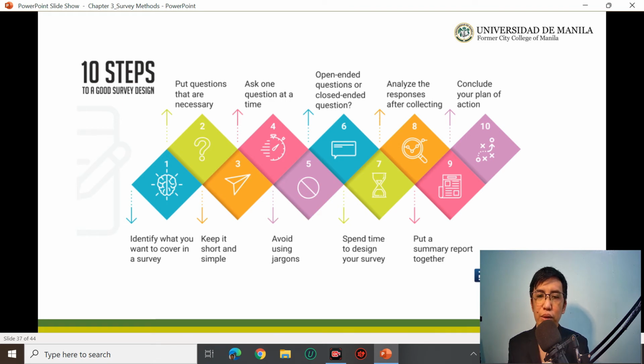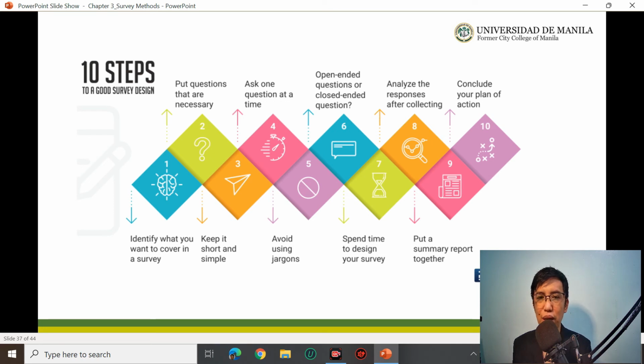And you have to spend time to design your survey. Kasi nga, tawag nito, gusto nating ma-measure talaga yung dapat nating i-measure. And kasama dito yung analyze the response after collecting, put a summary report together, and conclude your plan of action based on the data gathered. So, dito napapasok yung pinag-aralan natin na validity and reliability.